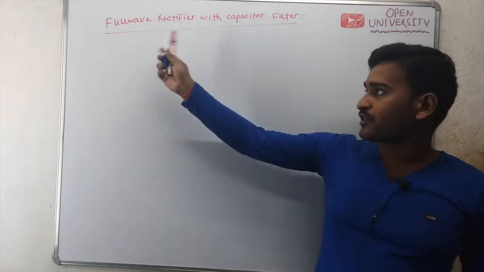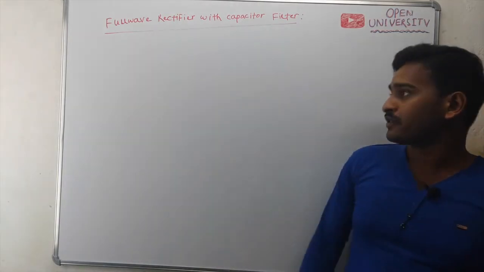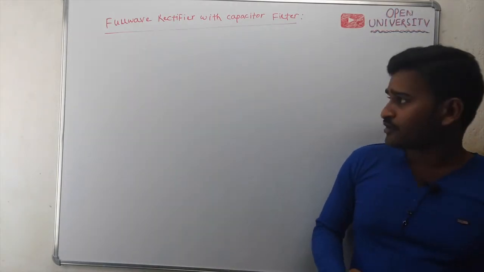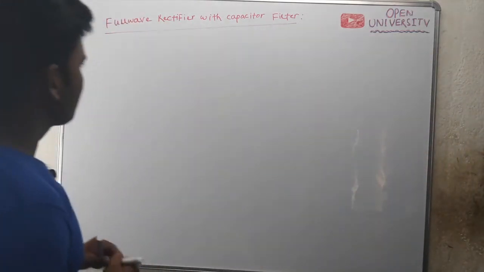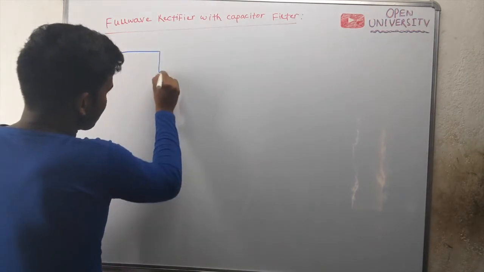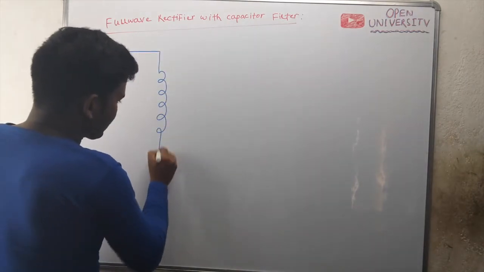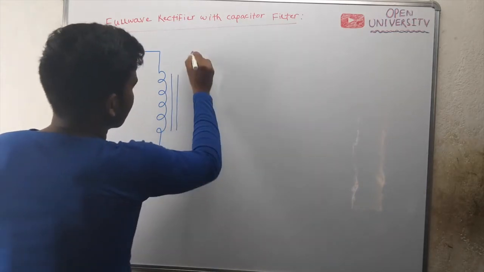In the last class, we were discussing the operation of a full wave rectifier with capacitor filter. We have discussed the input and output waveform. See, this is your full wave rectifier. Particularly, I am discussing the center tap full wave rectifier with capacitor filter.